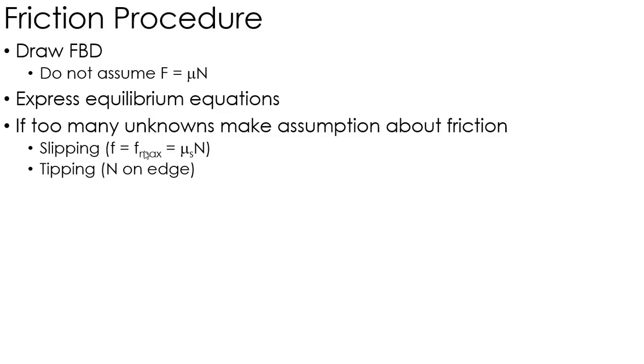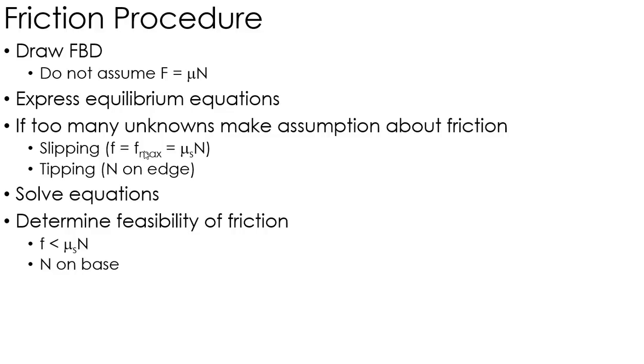Now, if you have enough equations, you just go ahead and solve them, and then you make sure that the friction stays on there. So you only make an assumption if you don't have enough equations. Now you should have enough equations, either because you had enough to begin with, or you made an assumption about friction giving you one more equation.